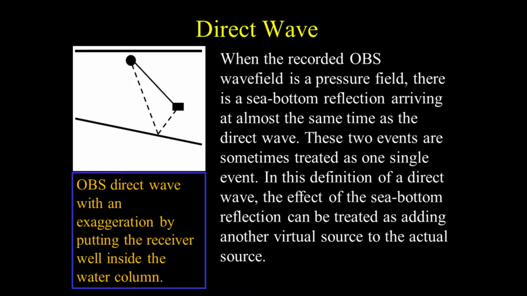When the recorded OBS wave field is a pressure field, there is a sea bottom reflection arriving at almost the same time as the direct wave. These two events are sometimes treated as one single event. In this definition of a direct wave, the effect of the sea bottom reflection can be treated as adding another virtual source to the actual source. This photo here shows an OBS direct wave with an exaggeration by putting the receiver well inside the water column.